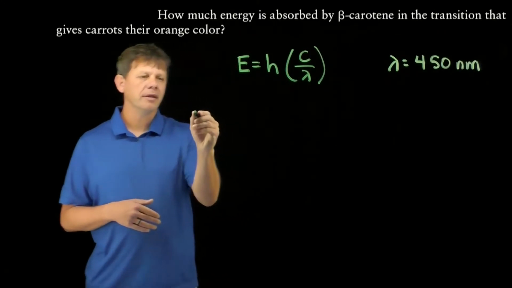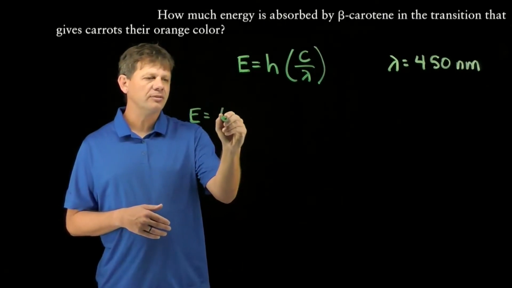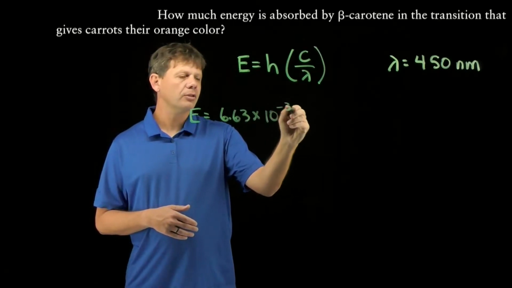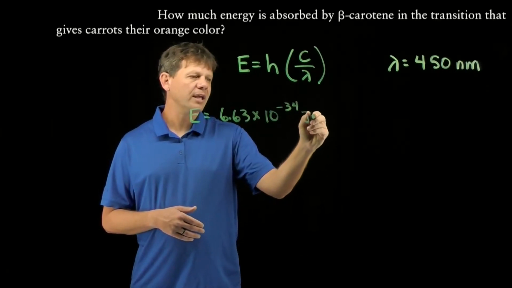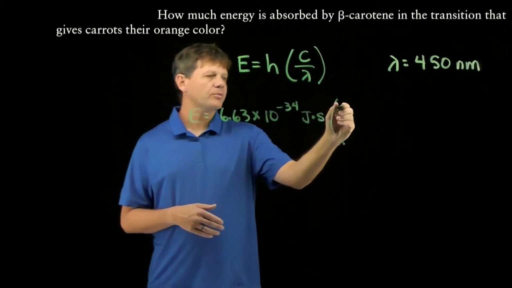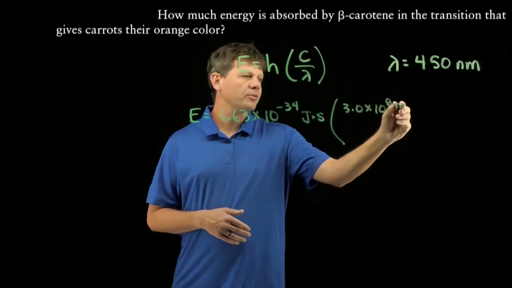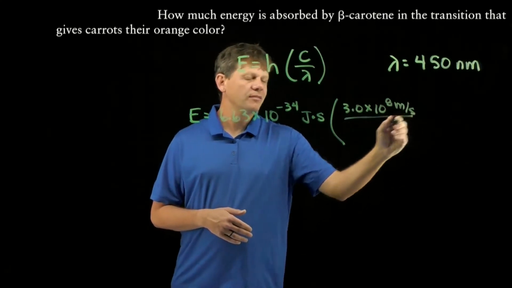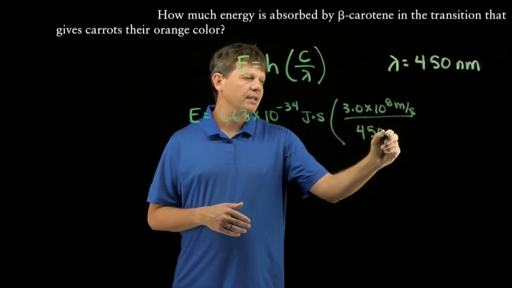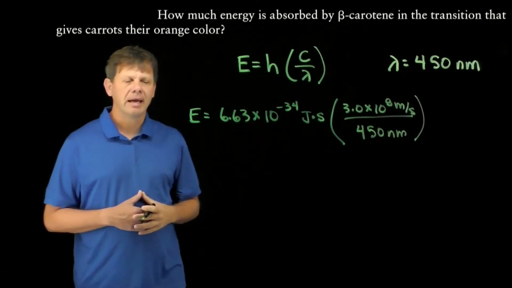If we plug in the numbers here, Planck's constant, we'll write it as 6.63 times 10 to the minus 34 joule seconds. We'll multiply that times 3.0 times 10 to the 8th meters per second, the speed of light, divided by, for at least right now, 450 nanometers. We'll see that we have to change those units to get them to match.